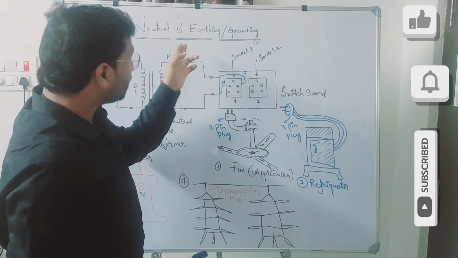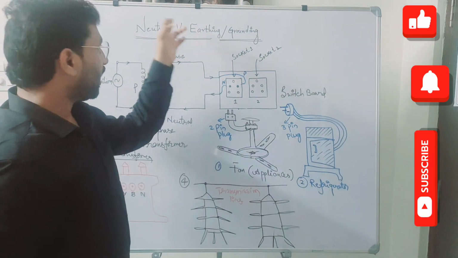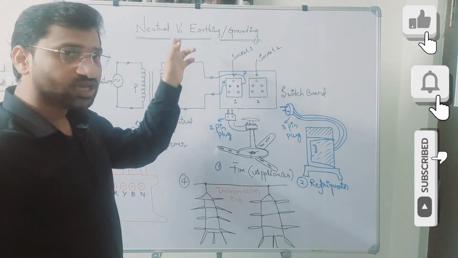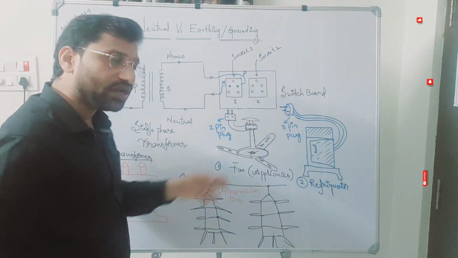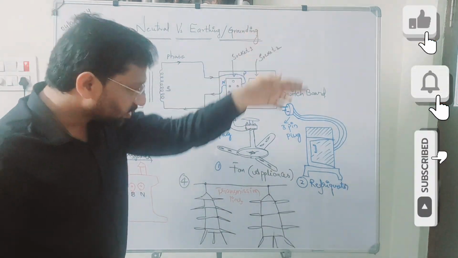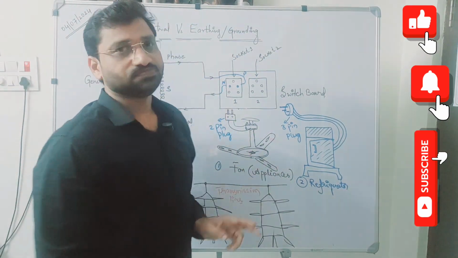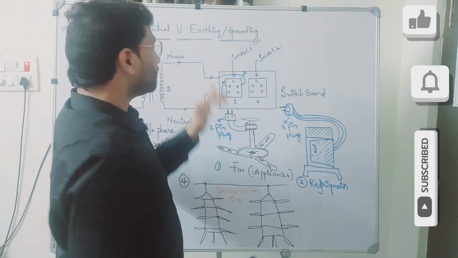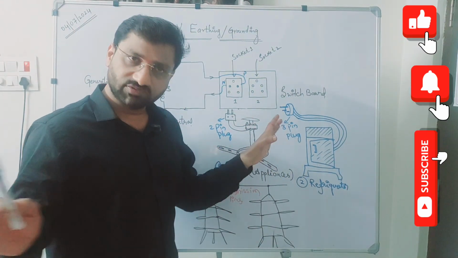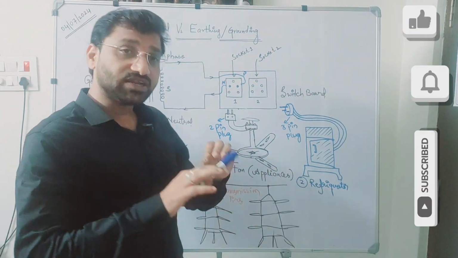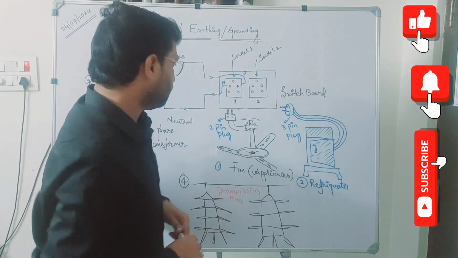What is the significance of neutral and earthing? As I told you, the significance of neutral is that it is going to carry the return path for the current. And what is the significance of the earthing? What happens if neutral is not there? Current will not flow. What happens if earthing is not there? That is very important to know.